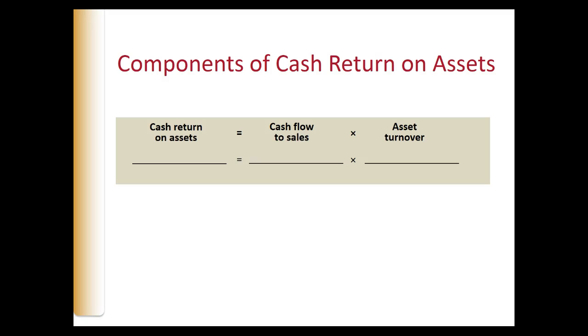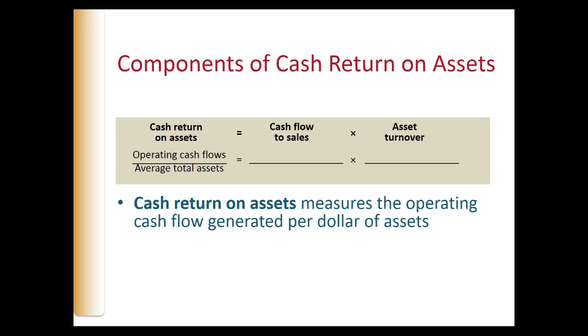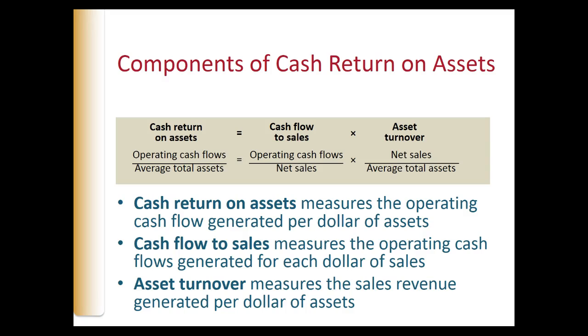Let's talk about the cash return on assets further by separating the ratio into two separate parts as shown on this slide. So cash return on assets can be separated into cash flow to sales and asset turnover. Now, cash flow to sales measures the operating cash flows generated for each dollar of sales. It's the cash flow equivalent to a profit margin. Asset turnover, also talked about previously, measures the sales revenue generated per dollar of assets. Now, cash flow to sales and asset turnover represent two primary strategies that companies have for increasing their cash return on assets.